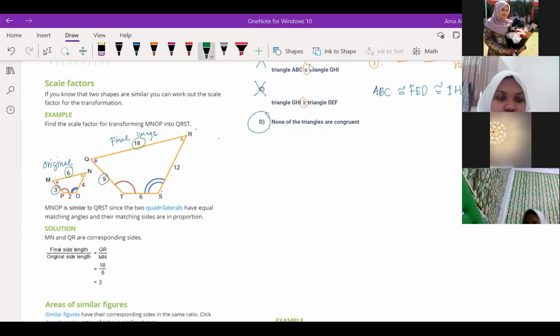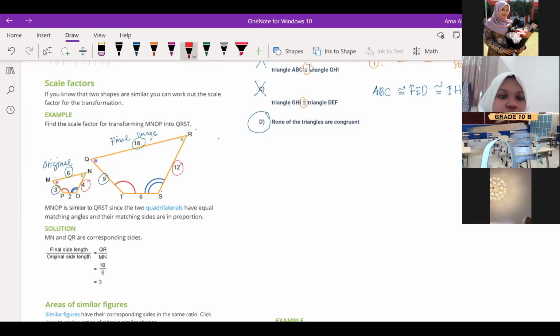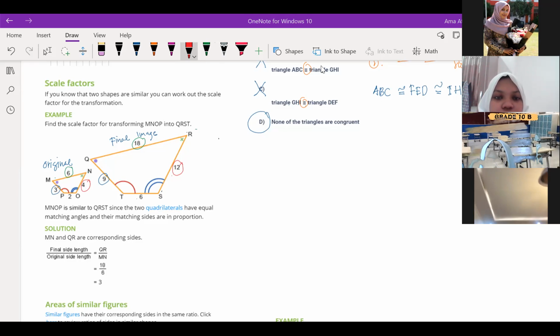And look at this one. RS is 12 and NO is 4. What is the ratio of RS and NO? It is also 3. And therefore, 3 is called the scale factor.